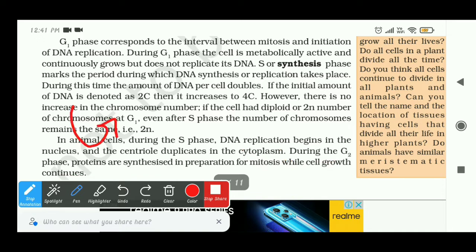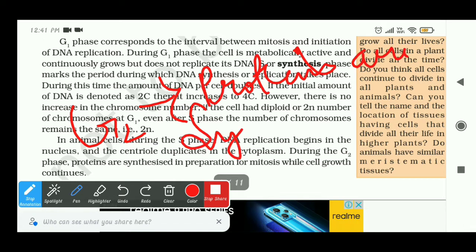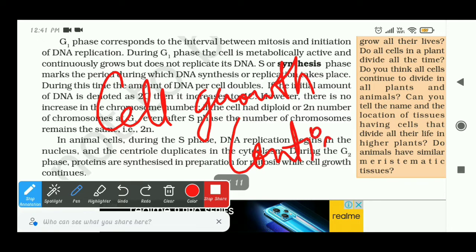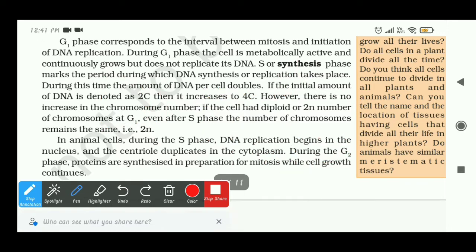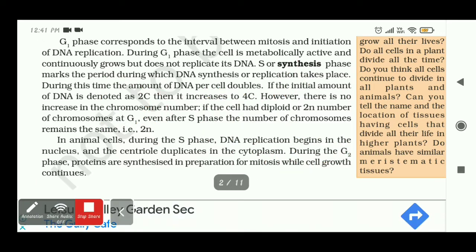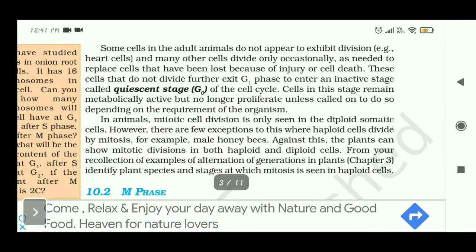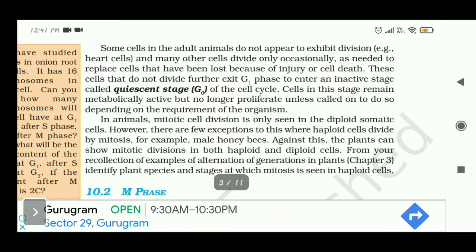So what happens in the G2 phase? Proteins are synthesized for the preparation of mitosis, and cell growth will continue here also. So these were the three phases which we have under the interphase.